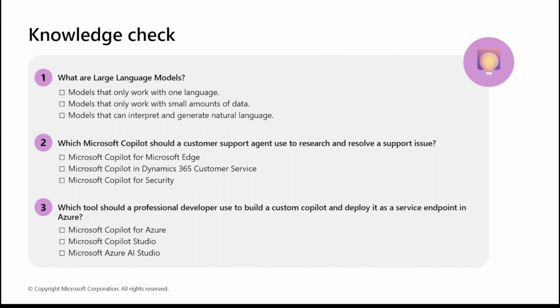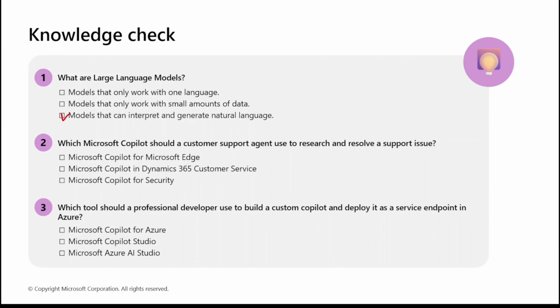So let's go ahead next. Now let's go ahead with the knowledge check. It's all about knowledge checking right now. Number one, what we need to know is, what is a large language model? A, a model that works with one language. B, a model that only works with a small amount of data. C, a model that can interpret and generate natural language. So that would be C. So this should be the answer.